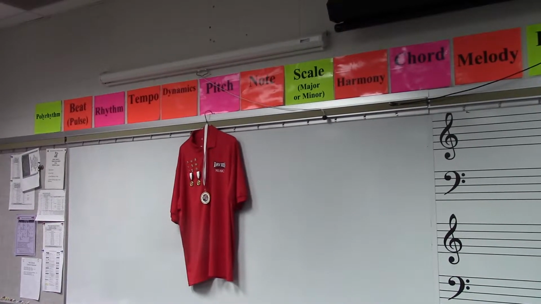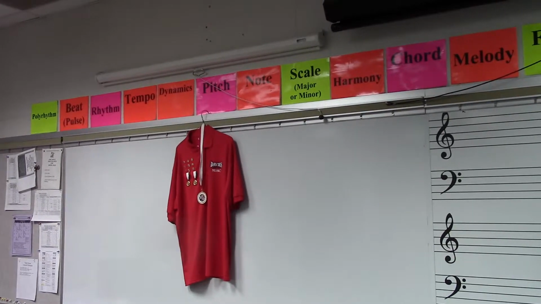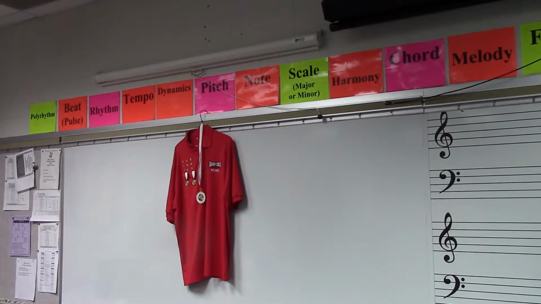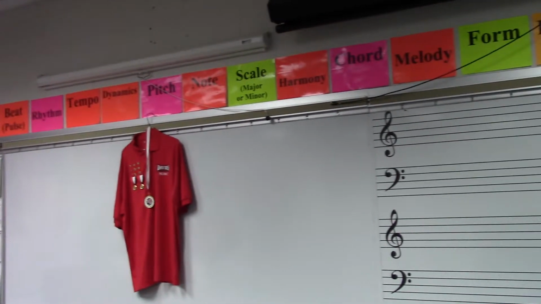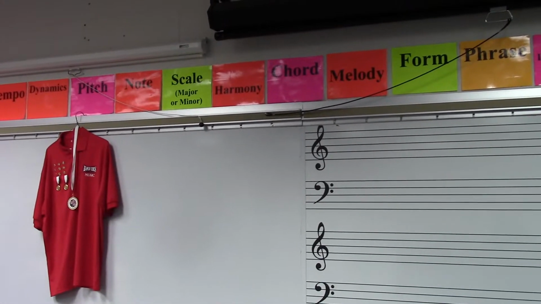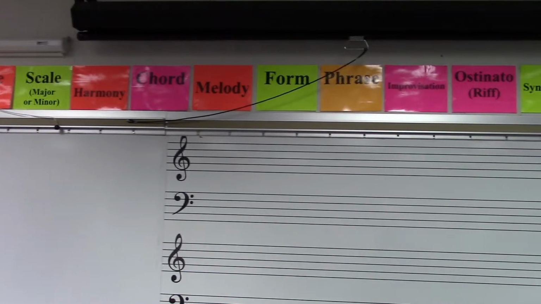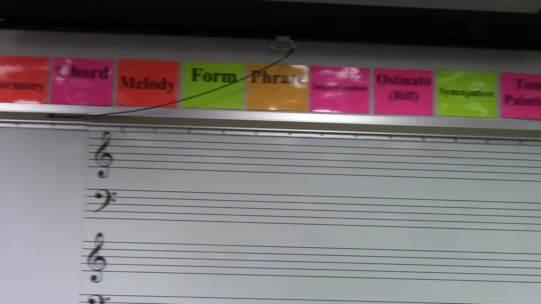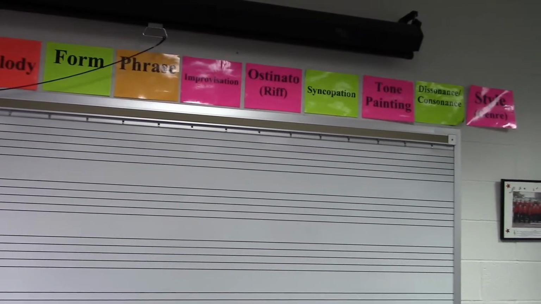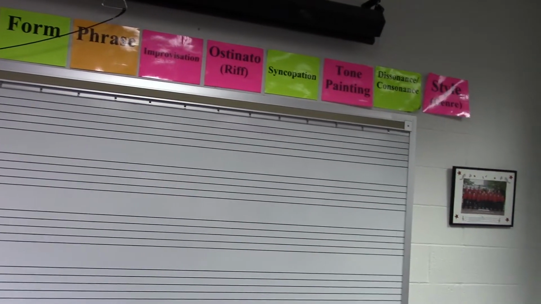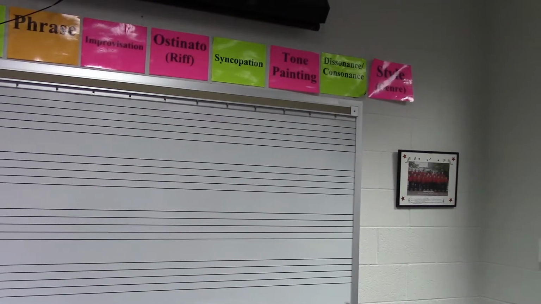So you see on the far left-hand side of my classroom: polyrhythm, beat or pulse, rhythm, tempo, dynamics, pitch, note, scale. You see harmony, chord, melody, form, phrase, improvisation, ostinato, syncopation, tone painting, dissonance, consonance, and style.